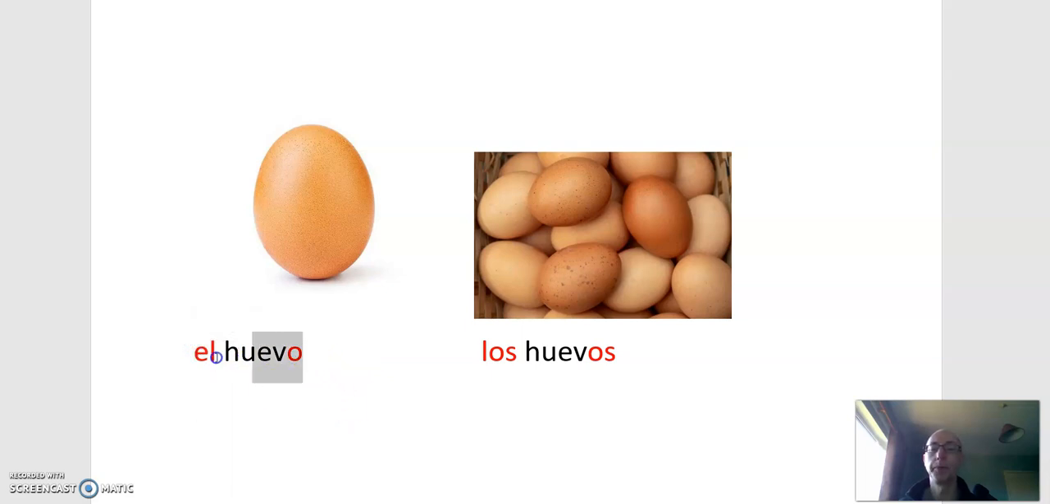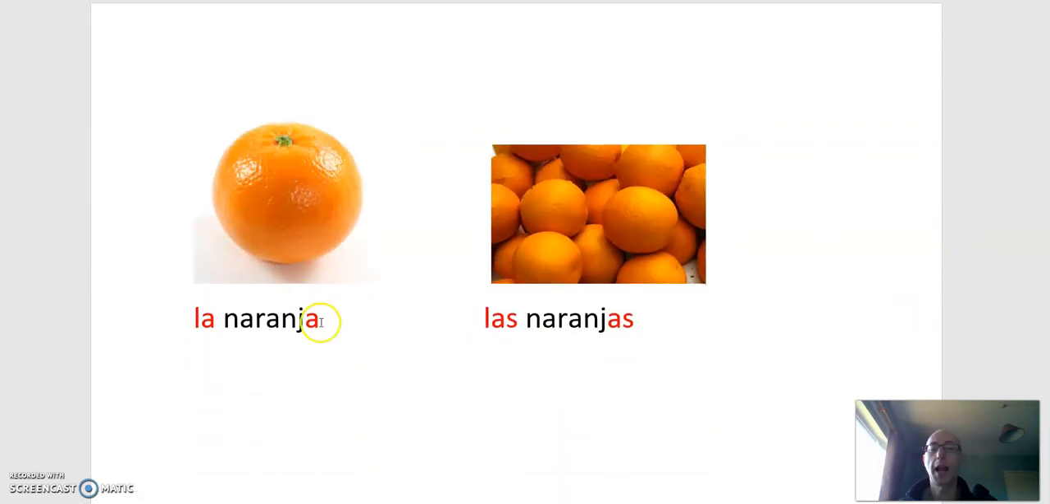El huevo. The masculine and the feminine doesn't mean anything in terms of gender, it's just a grammatical term. It doesn't have any masculine or feminine meaning, really. They're just two ways of describing nouns. El huevo, los huevos. El and los, they're masculine nouns. Feminine nouns, la naranja, las naranjas. La and las for the feminine.